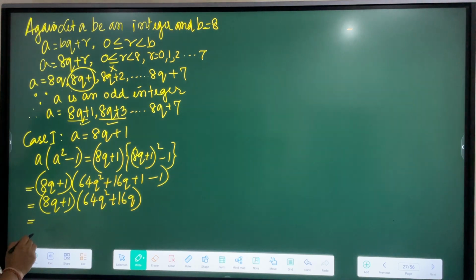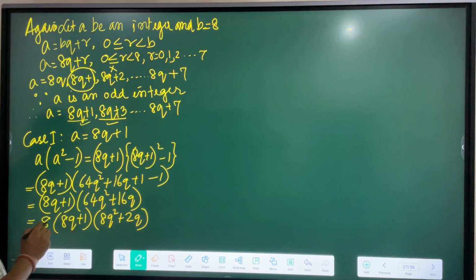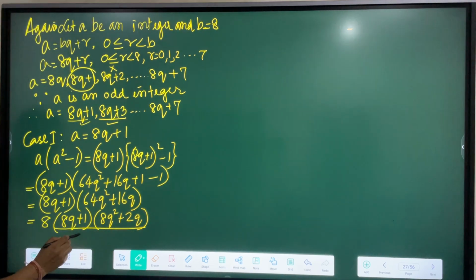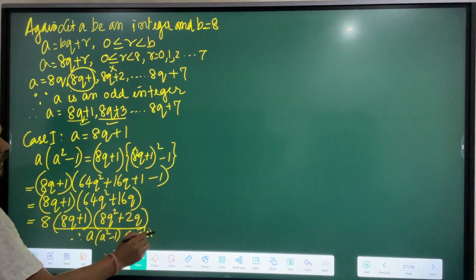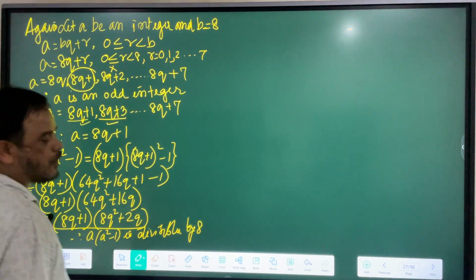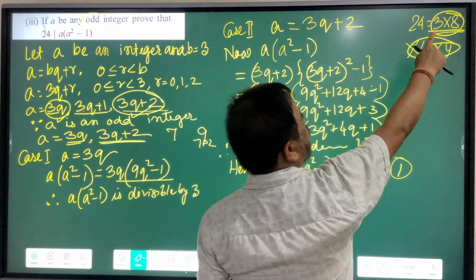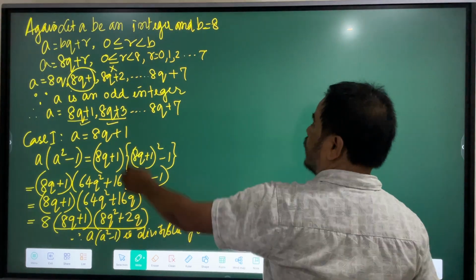So here we can take 8 common. 8 8s are 64, 8 2s are 16. So it is 8 into something. Therefore a into a square minus 1 is divisible by 8. Why 8? Because 3 into 8. 3 already finished in number 1. Now we are trying to prove for 8. Now the second case.